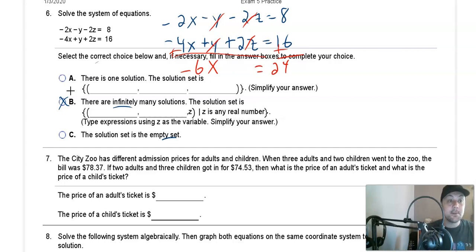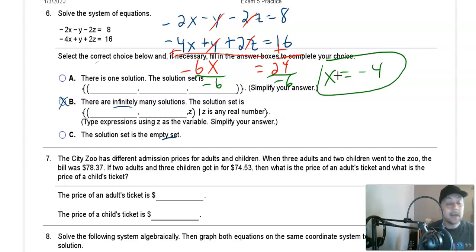With two variables out of the picture, I'm only left with x, so I can solve this for x. I divide by negative 6 on both sides, and I get x is equal to negative 4. It's kind of a weird thing, but while there are infinitely many solutions, all of them have to have an x-coordinate of negative 4. If the x-coordinate is not negative 4, it will not be a solution to this system of equations. And so I'm going to put negative 4 here as part of my infinitely many solutions. And by the way, if there was no solution, we wouldn't have even gotten this far.